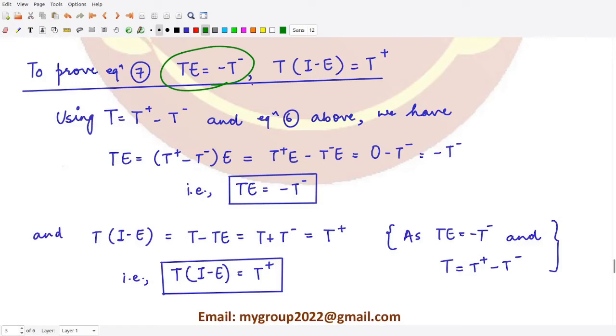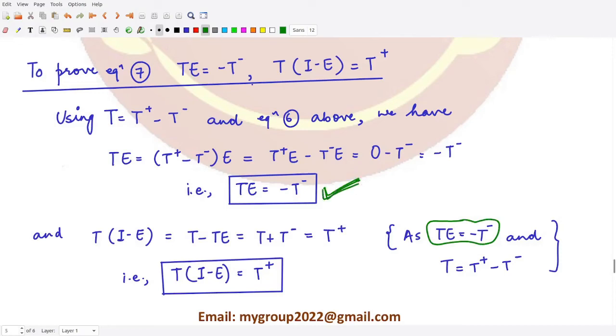For the second result, we consider T(I minus E). Let's open up the bracket. So we have T minus Te. Now T minus Te is equal to T plus T negative. How is this true? Because you know Te is nothing but minus T negative from the part here.